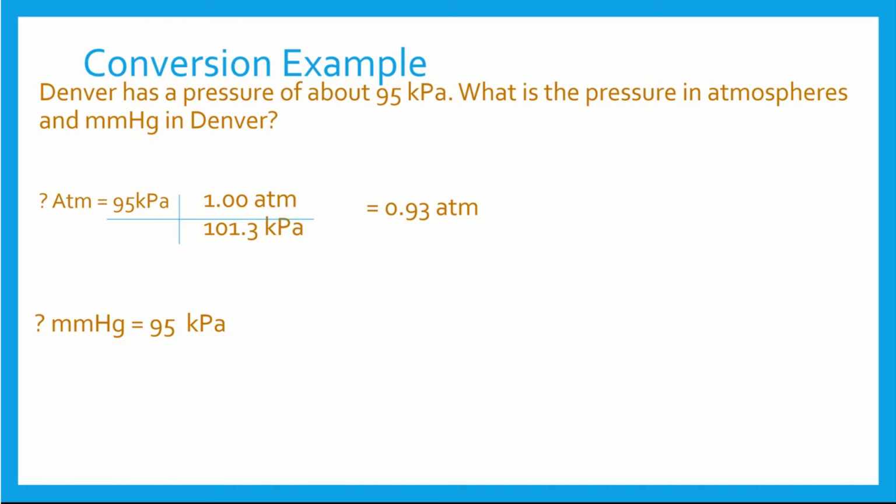All right, second part of the question, how about millimeters mercury? Again, we're starting with 95 kilopascals. We know that it's 101.3 kilopascals in 760 millimeters mercury. So we're going to crunch the numbers, and we think that the pressure in Denver would be about 710 millimeters mercury.